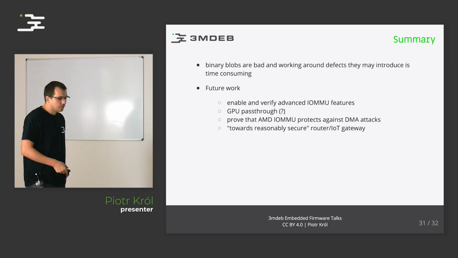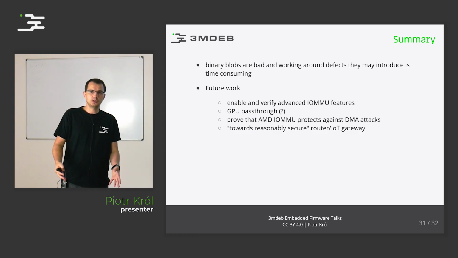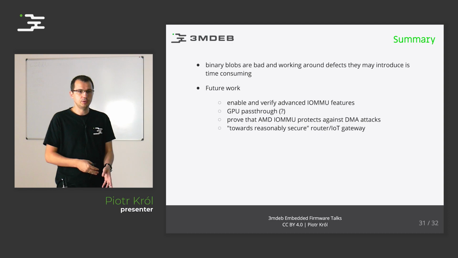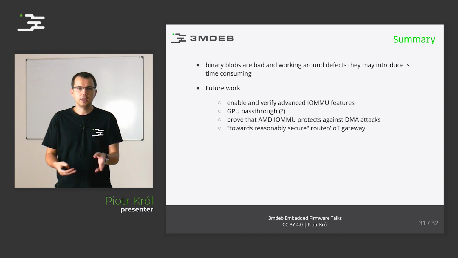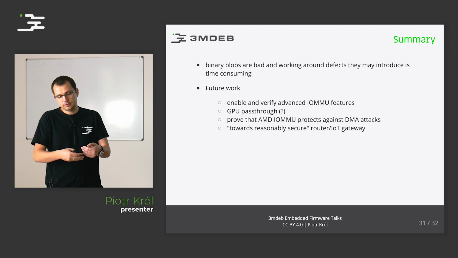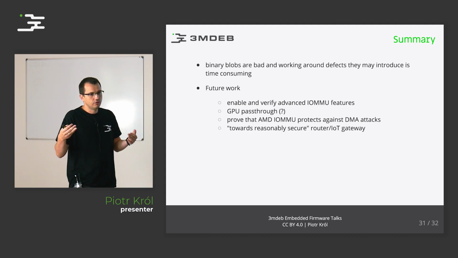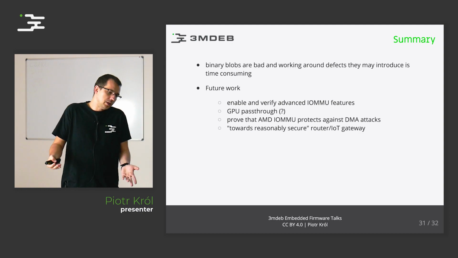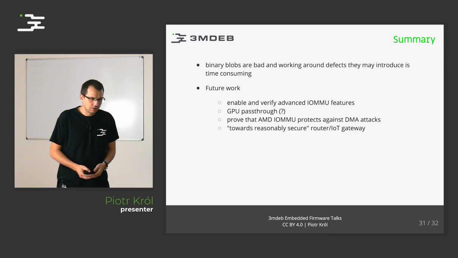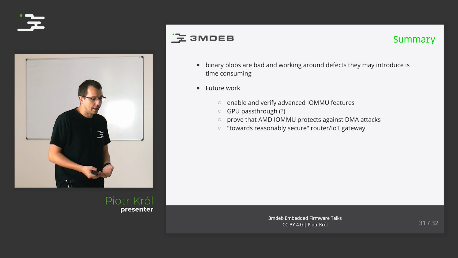Okay, so let's summarize. The key point from this two-part talk is that binary blobs are bad. Why are they bad? Because if you end up with AGESA or FSP providing you an incorrect ACPI table, you may just not have features that your hardware provides. And that's the problem. You want to use protection, you want to use hardware-supported virtualization, and your firmware vendor may just not care about that, and through firmware limits your ability to use hardware for which you paid.